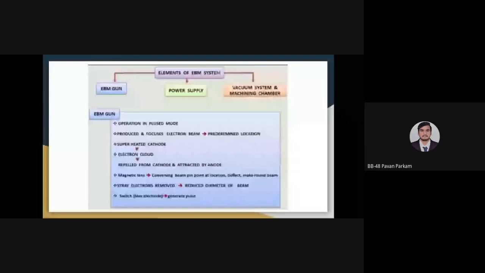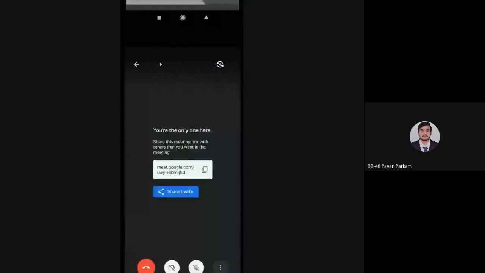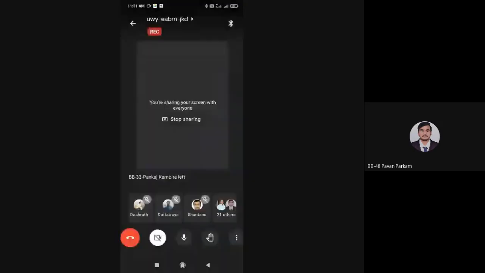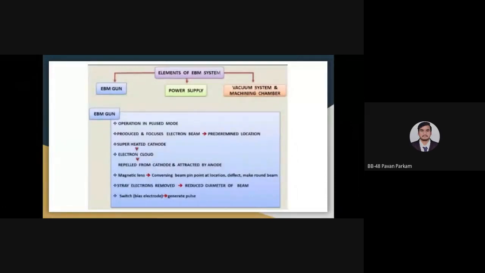Then it passes through the magnetic lens as usual. When passing through the magnetic lens, a convergent beam pinpointed at a localized location can be generated. That means due to the magnetic lens, all the scattered electron beams can be concentrated at a localized area, pinpointed into a small location.